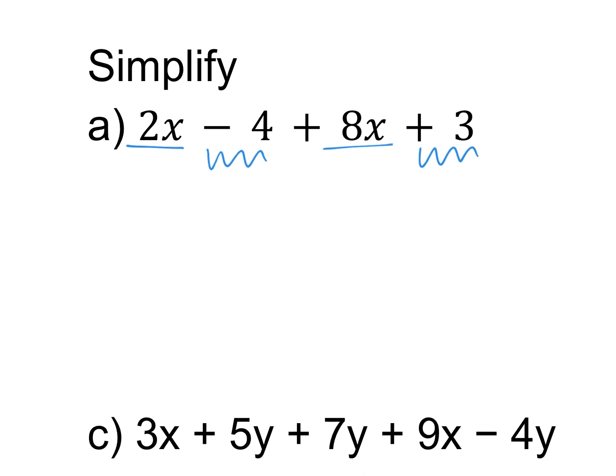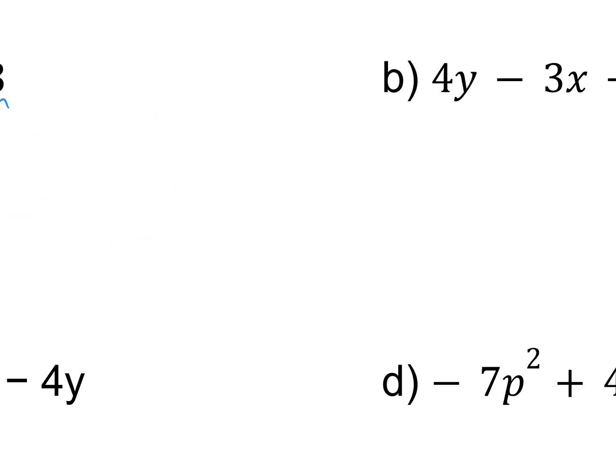Okay, let's do the x's first. So 2x plus 8x gives you 10x, right? Because 2 plus 8, you just add the coefficients, the numbers in front of the variables. And then -4 plus 3, you have to combine like terms. So -4 plus 3 would give you -1. And this is your answer. I know it looks weird. It's not just a number answer like you're used to. That's okay. Don't freak out. It'll be all right. Let's do another one.